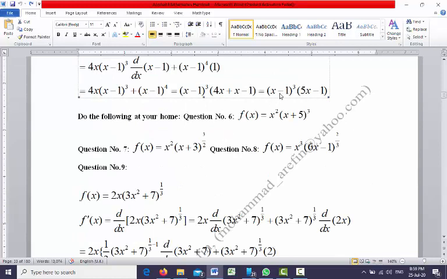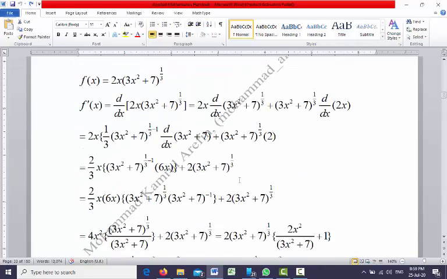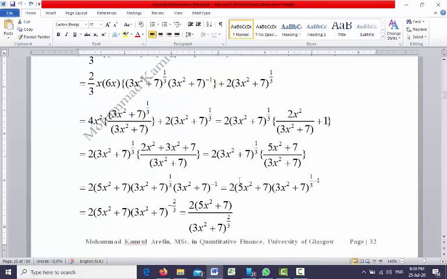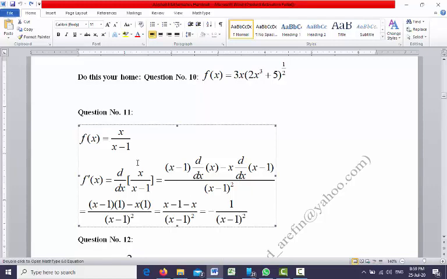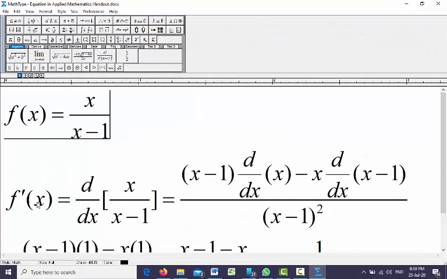Right. Now you can do question number 6 at your home, 7, 8 also at your home. Question number 9 also you can do at your home, or you can check the solution. 10 you can do at your home. Let's do question number 11.